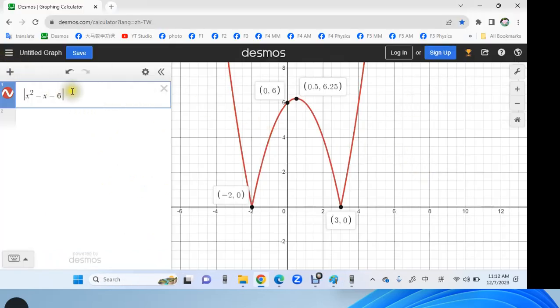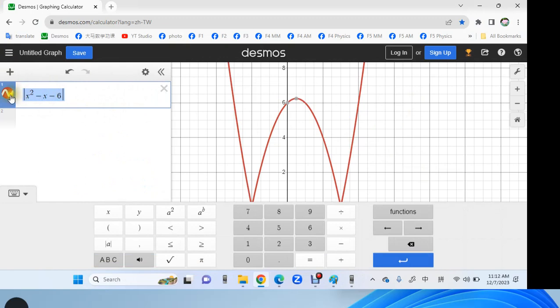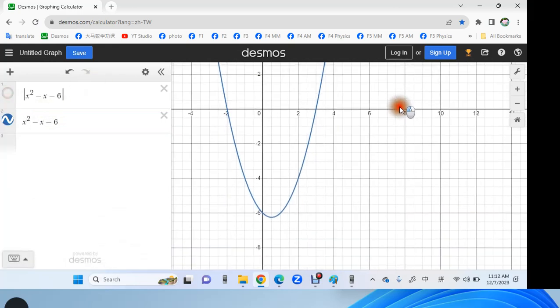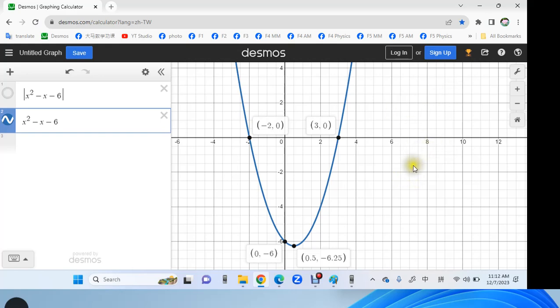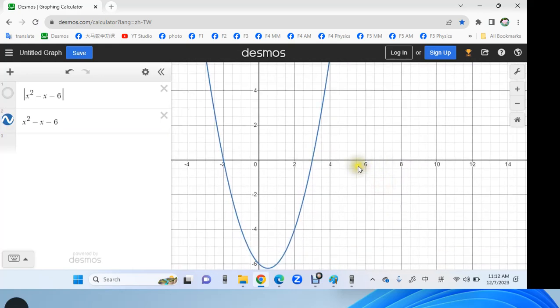So this is the modulus. Imagine the graph without modulus will look like this. So originally, the graph looks like this. We have -2, 3, -6, and this one is the minimum value. So we know that modulus is we reflect the negative part to the y-axis. 下面的反射上去, then it will look like this.